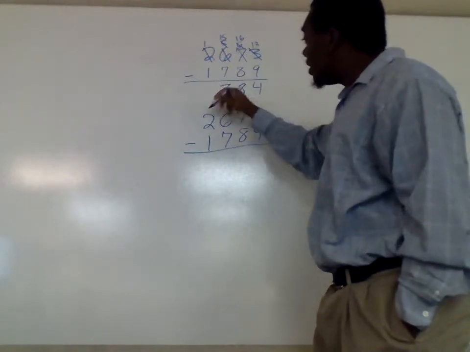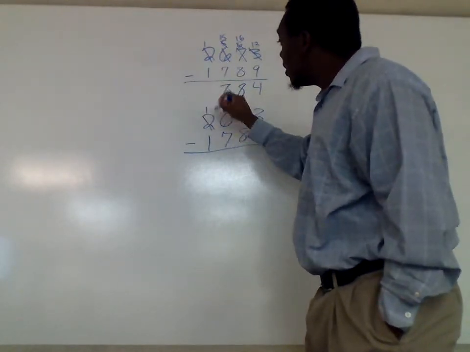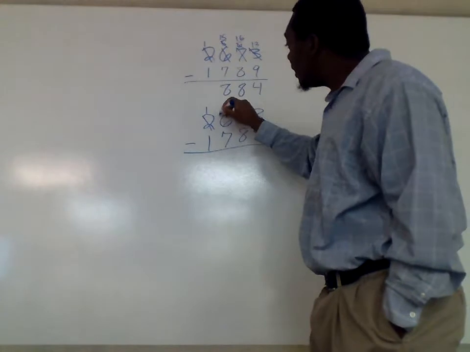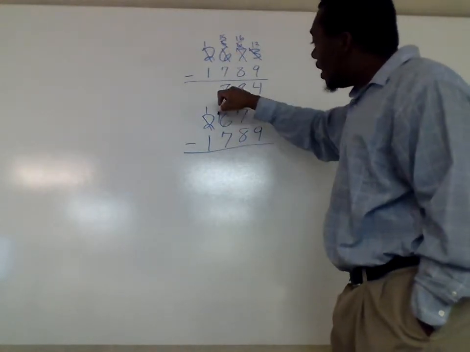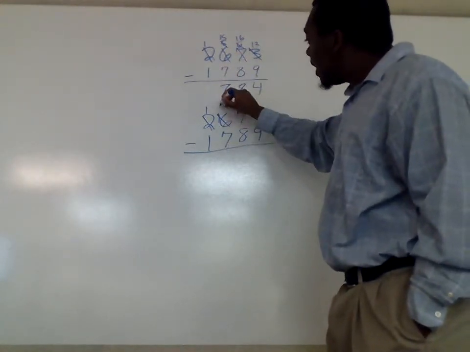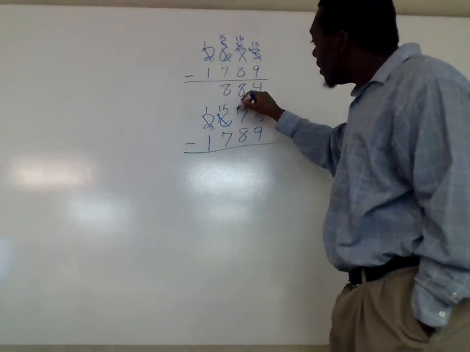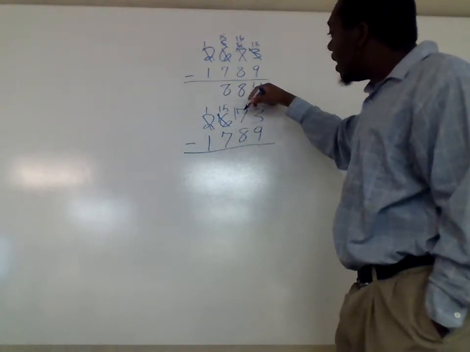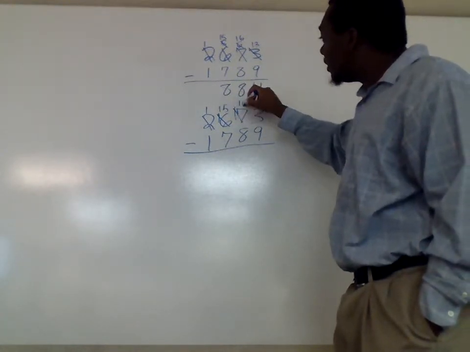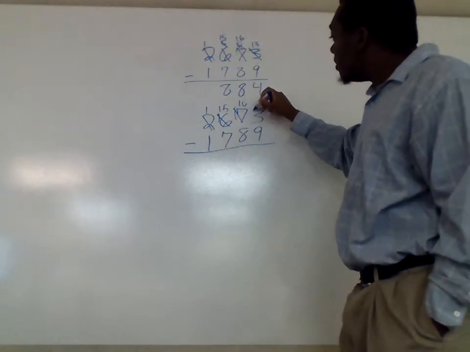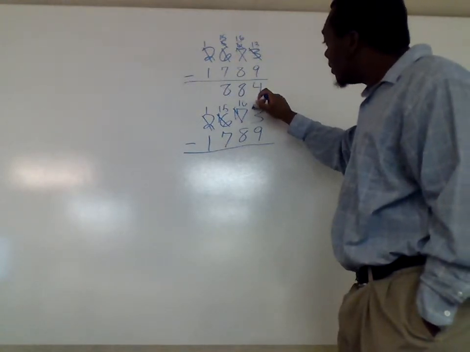So I'm going to start over here, and I'm just going to go ahead and borrow and bring it over here. So that's 16. And I know I have to borrow for the next one. So that's going to be 15, and this becomes 17. And I know I'm at the borrow over here, so that's 16. And this is going to be 13.